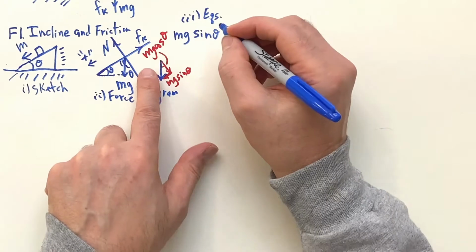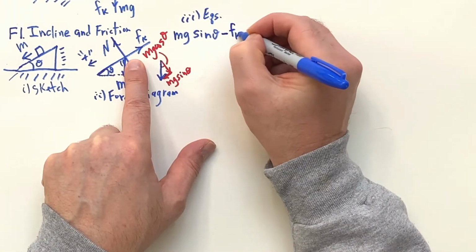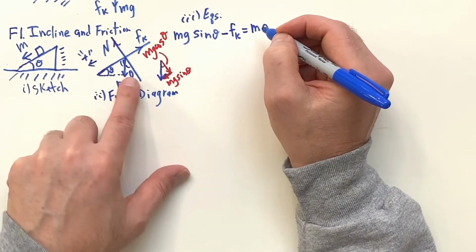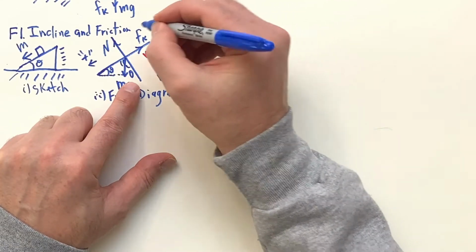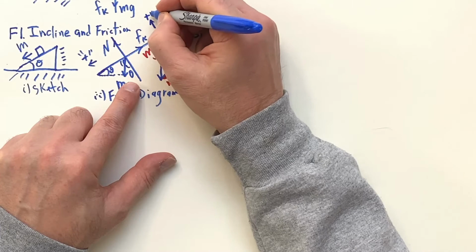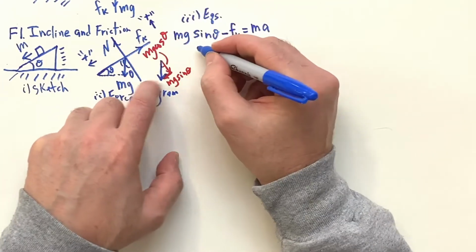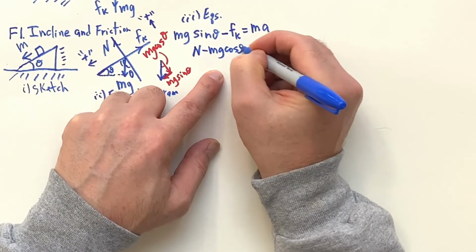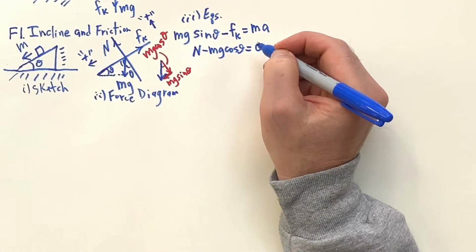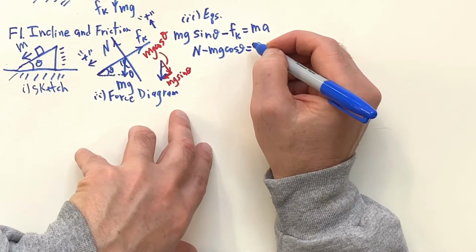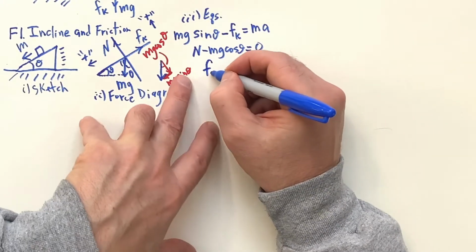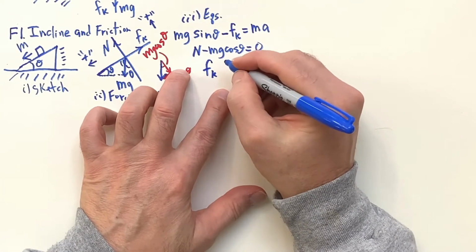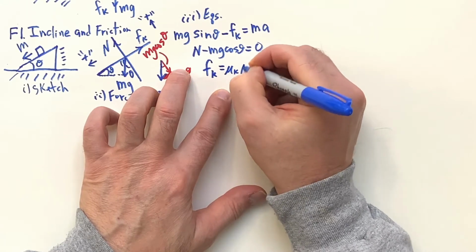So mg sine of theta down the incline minus the kinetic friction force is equal to ma. Then for the other direction, where it's nice to let people know what you're doing for plus, in that direction it's going to be along the normal's plus, so N minus mg cosine theta. There's no acceleration, it's not levitating in that direction or going into the table. And then here, the auxiliary equation, we add another equation, the friction equation here, mu k times N.